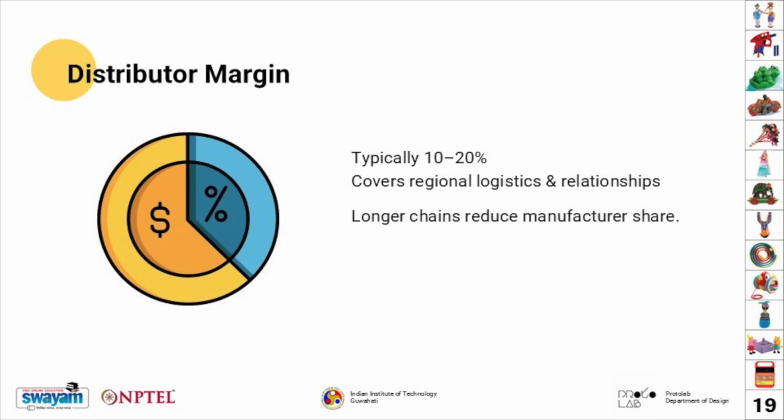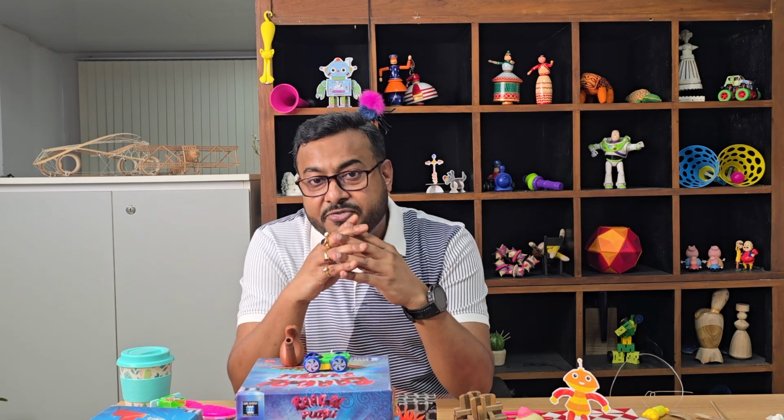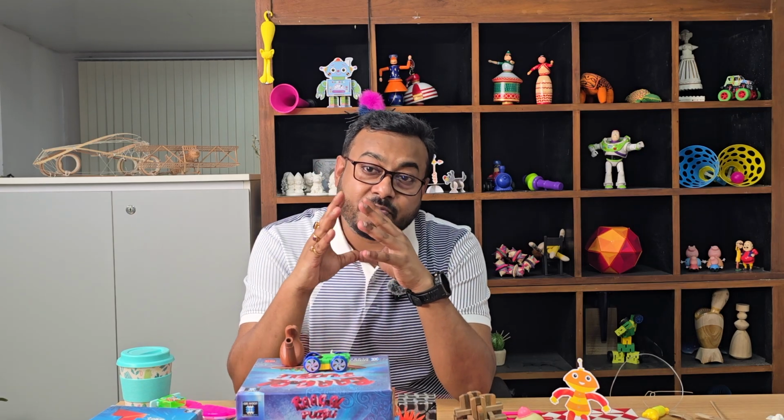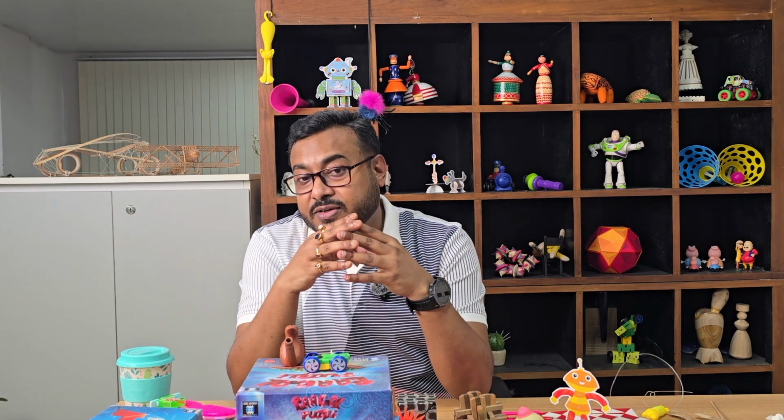This is why direct to consumer brands are growing. By eliminating distributors and selling online, companies can retain a large portion of revenue. However, this shifts marketing and logistics responsibilities back to the manufacturer. Distribution structure shapes pricing freedom. If your toy is meant for large physical retail chains, margin expectations must be built into your cost planning from day one.